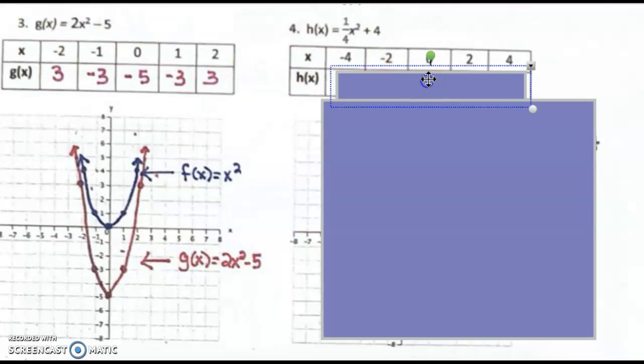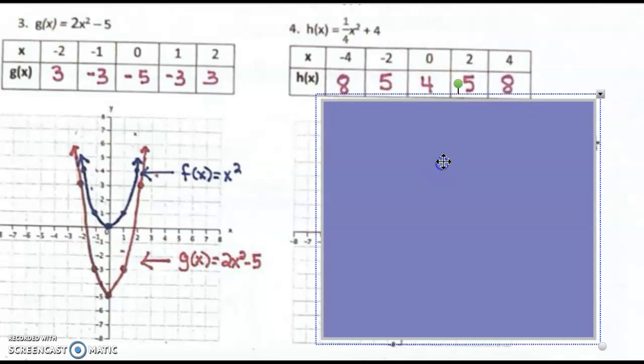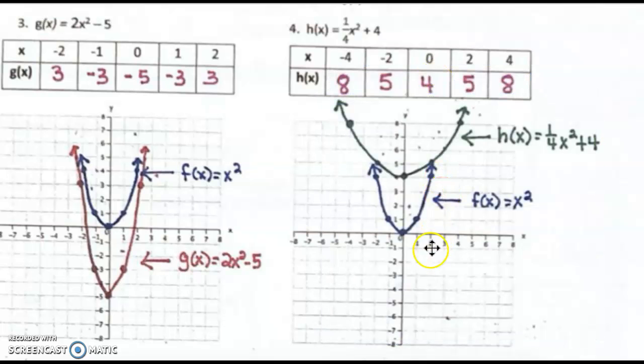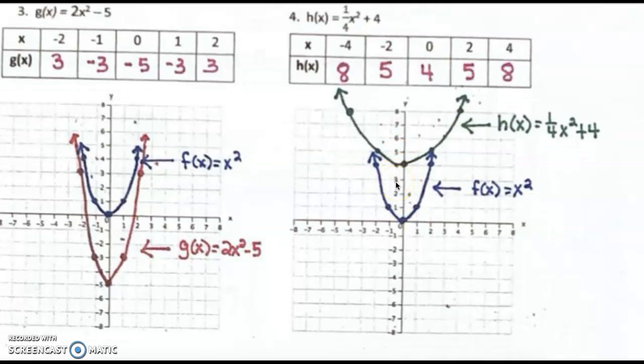Okay, for number 4, these were your ordered pairs. Your graph should look like this. Now looking at this, here's our parent function still. The 1/4. Remember when that number is between 0 and 1, so it's like a decimal or a fraction? That's going to be a vertical shrink, so it's being compressed. Okay, and then plus 4, it also means 4 units up. So this one's a vertical shrink by 1/4 and 4 units up.